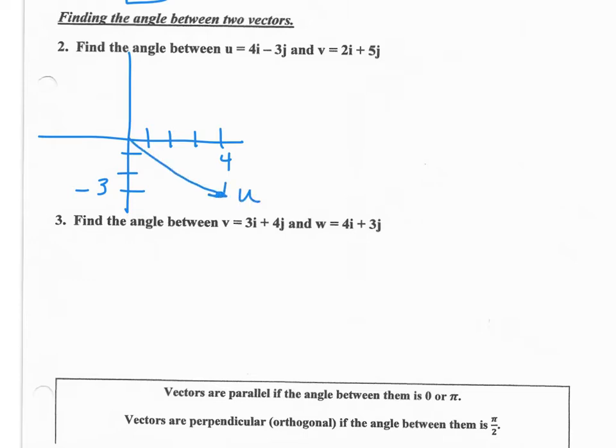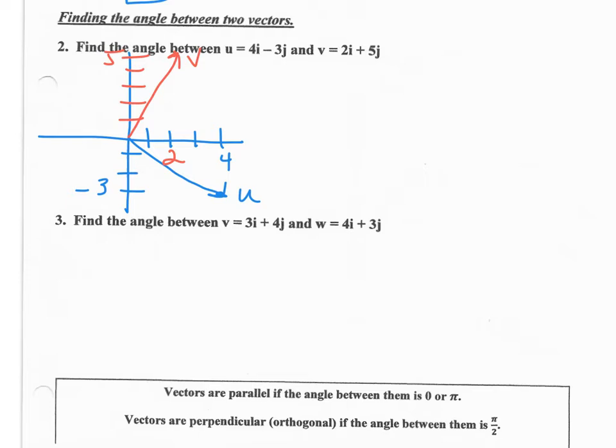Let's do the same thing with v. Let's build it nicely: 2 on the horizontals, positive 5 on the verticals. Here's my v. At first glance, it could be 90, right? It kind of looks like it could be 90, but you don't know for sure until you actually do all the trig that goes along with it.